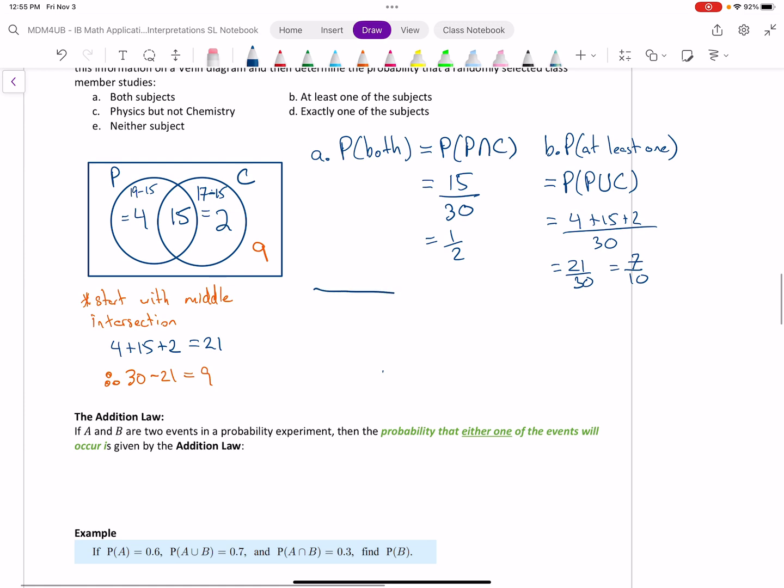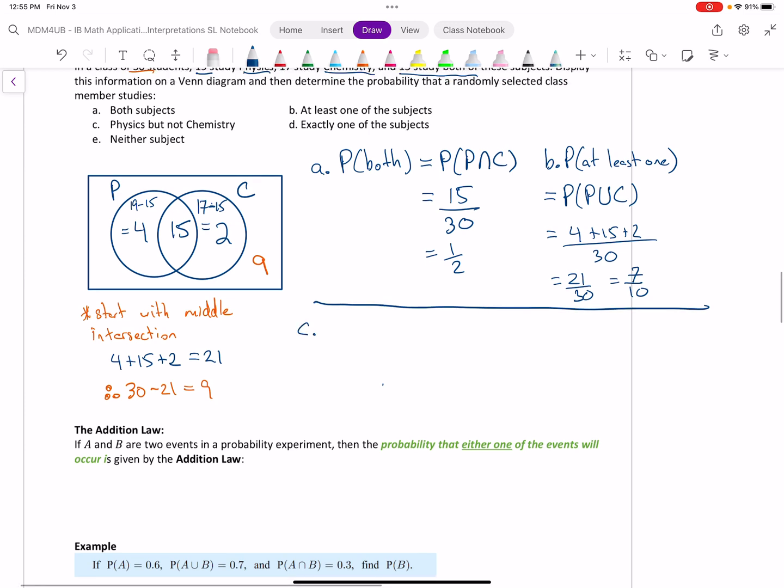If we go to C, just make some space here. You can try these maybe now that you've got the hang of it. They do get a bit harder. So physics, let me just use the P, and you can write physics not C. You don't necessarily need to worry about the notation. So the number of people who study physics but not chem, so really I'm just talking about these 4 people. So physics not chem. And so I've got 4 out of my 30, and that simplifies into 2 over 15.